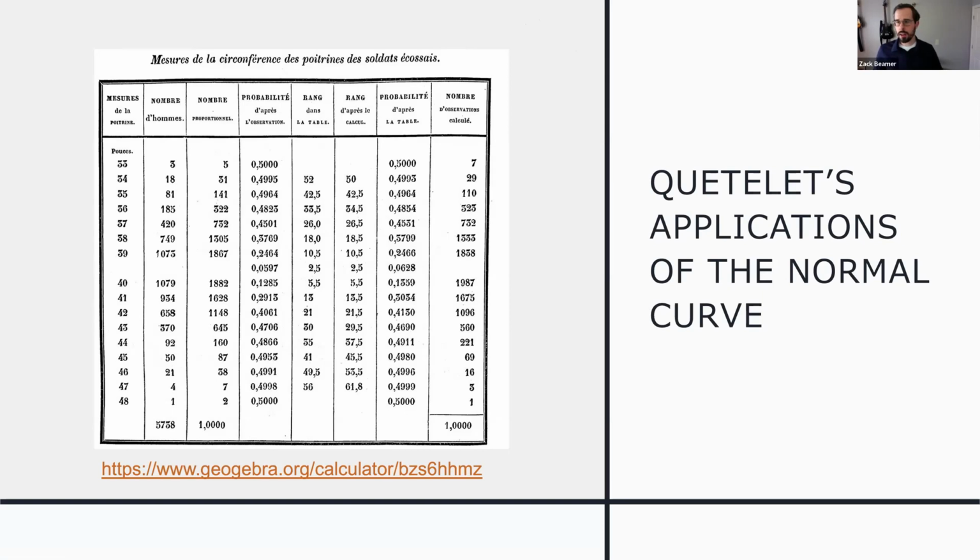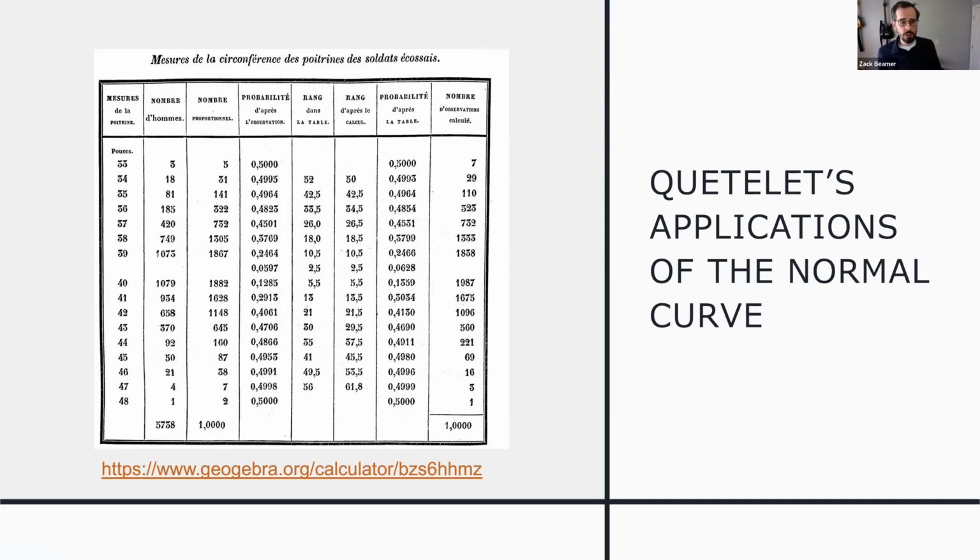So here we have a table of all of this data that was taken from the Scottish military. They measured the chest circumference of all of the soldiers serving in some regiment at some time. And what he thought to do was to take all of this data and think about, well, how likely is it for a certain individual to fall within a particular range? So if you can kind of see here that most of the data is, again, clustered towards a chest circumference of about 39 or about 40 inches.